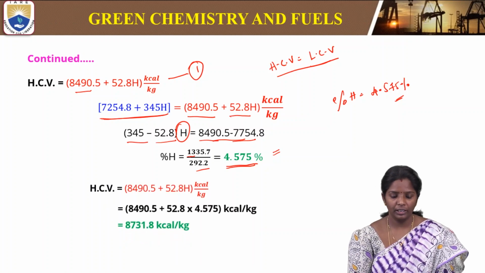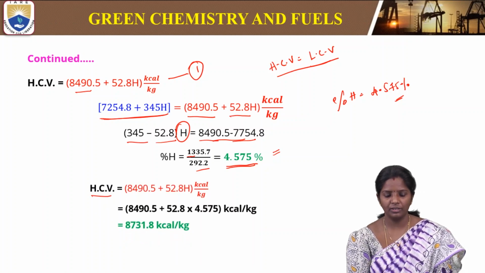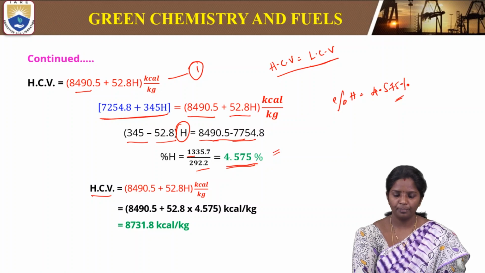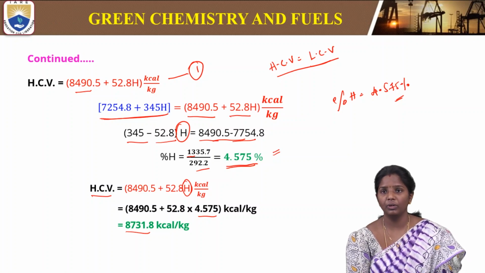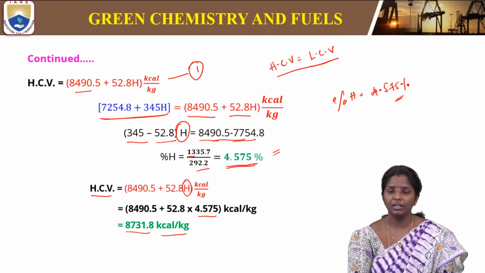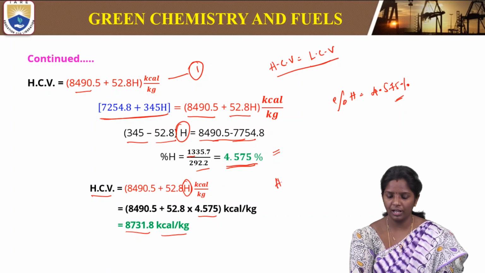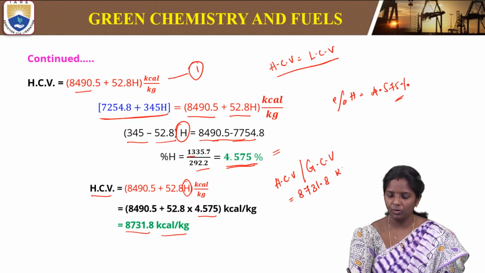Now calculate the actual HCV. Substituting with that hydrogen value, 4.575 here, we get 8731.8 kilocalories per kg. So this is the HCV value, HCV or GCV, gross calorific value, 8731.8 kilocalorie per kg.